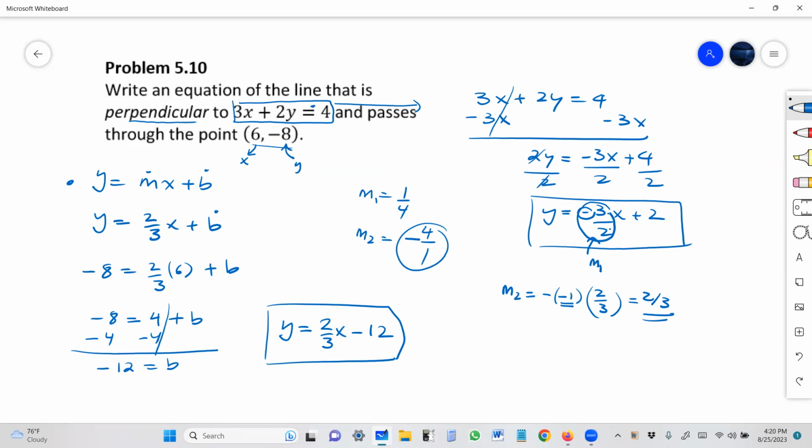Okay, once you do that, you go back into the original equation that you're trying to find, use the point given to find B. And you would find the answer, which in this case is y equals 2/3 X minus 12. So these are the 4 types of problems that you need to know. You won't get anything else on section 5.